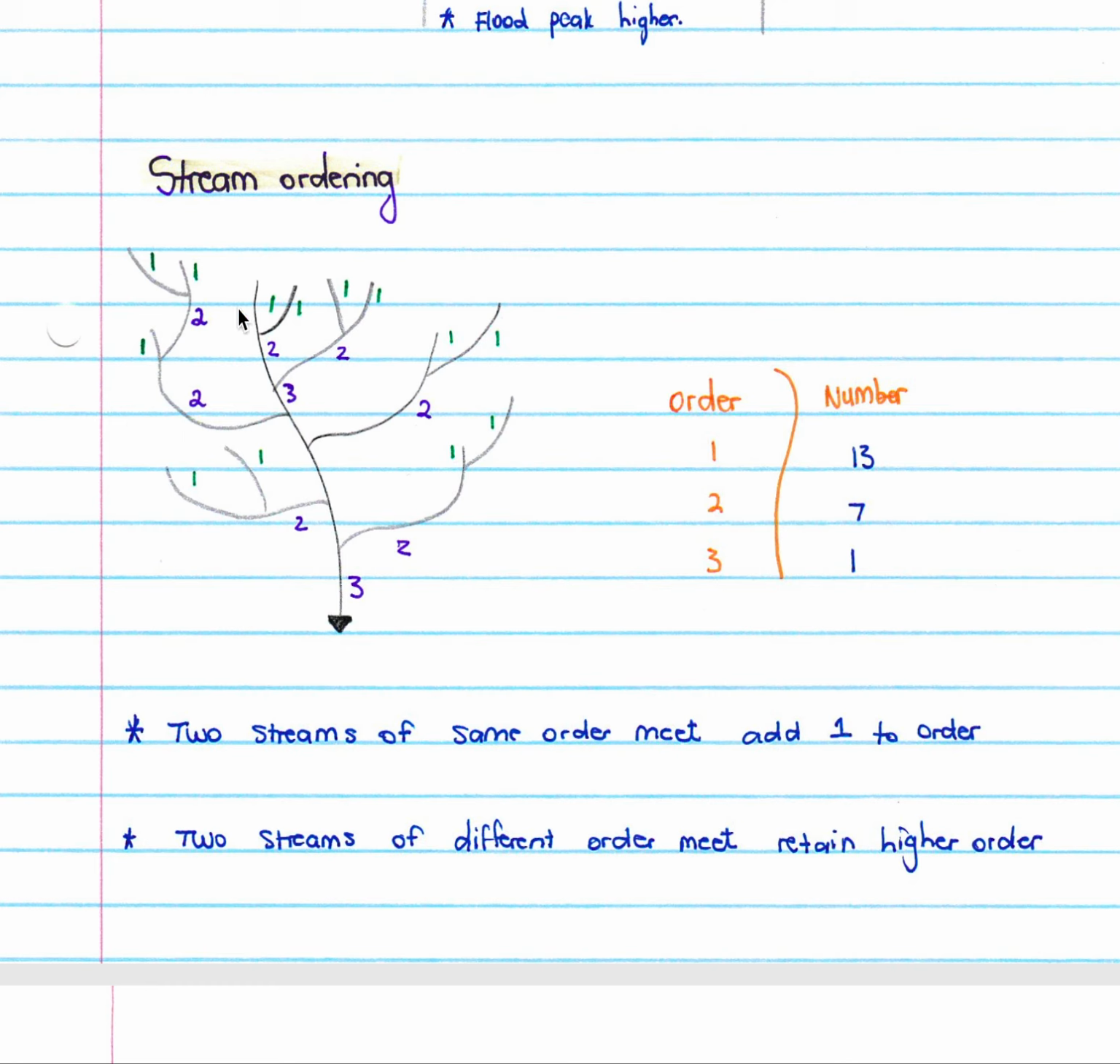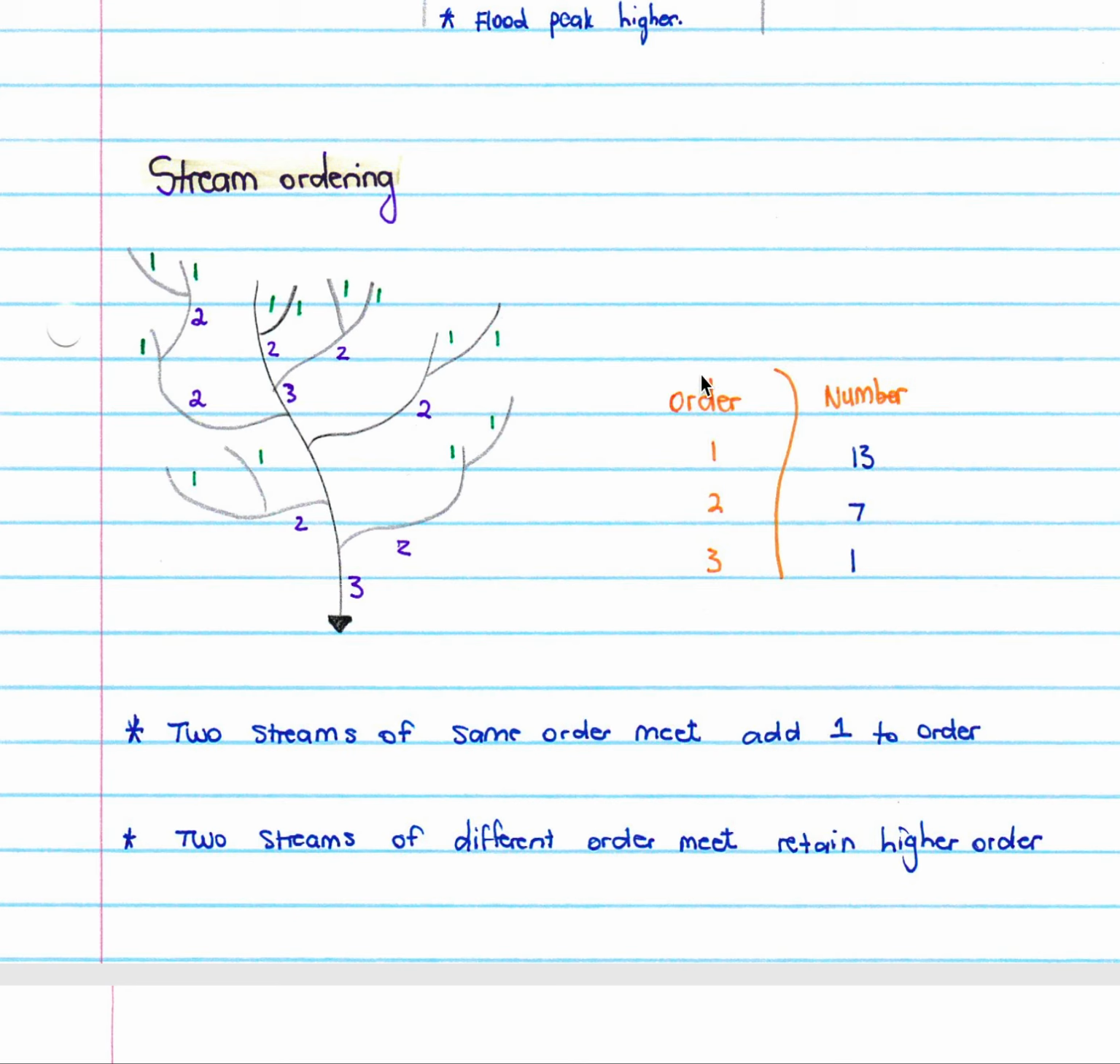Over here, where we have a second order stream meeting a second order stream at a confluence, the stream after the confluence becomes a third order stream. And where a second order meets a third order at a confluence, it remains a third order stream. So when two streams of the same order meet, we add 1 to the order. As we can see, when a first and a first meet, it becomes a second. When two streams of different orders meet, it retains the higher order. As we can see, when a second order stream meets a third order stream, it retains the third order stream.